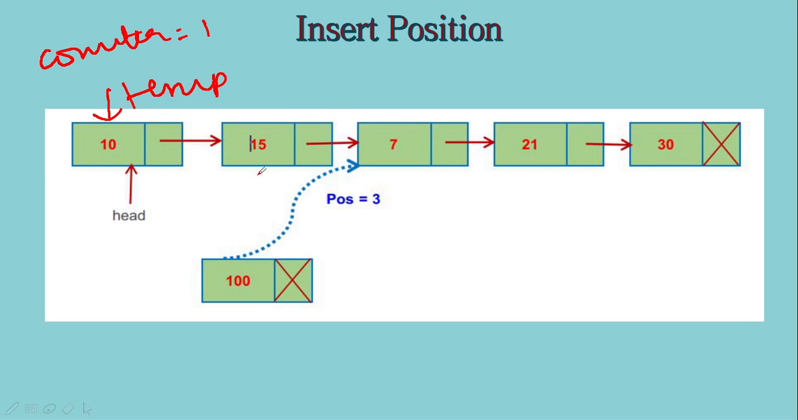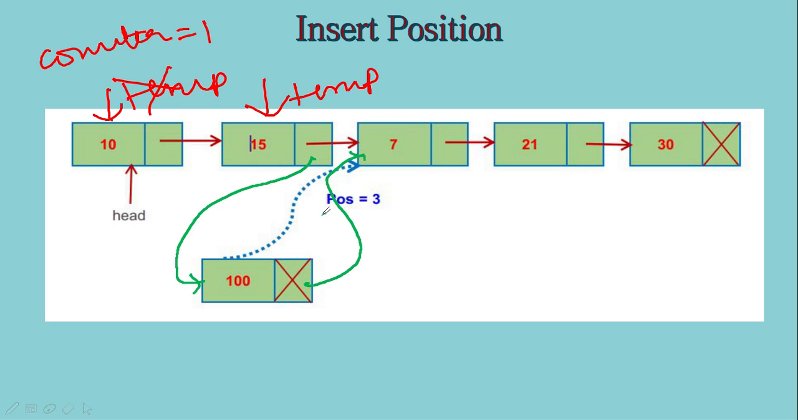That is, I'll be standing in the node one before the position, and then I'll try to insert the value. So I have to move this temp here. Till counter is less than position minus 1, I have to move the temporary pointer, and then I have to make connections like this. Two links have to be made so that this node comes in between 15 and 7.